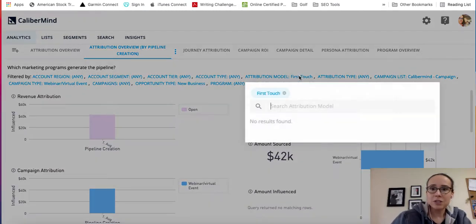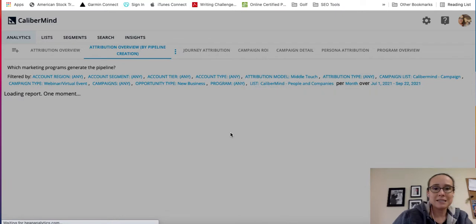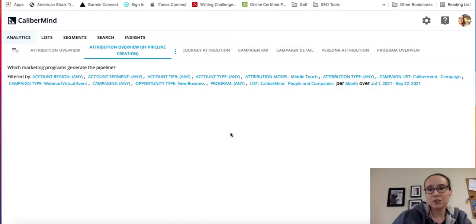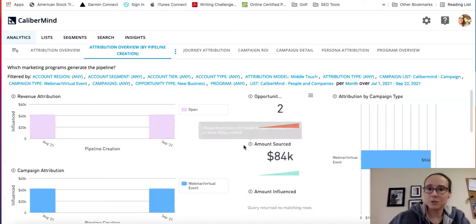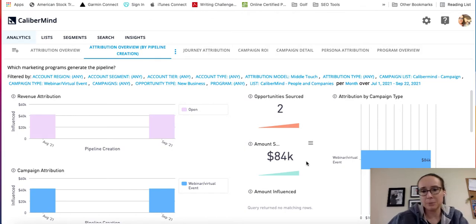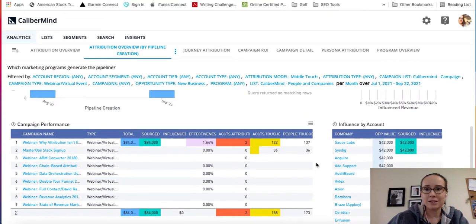Even if I changed that model to another single touch model, middle touch, or right before the opportunity was created, I'm not going to see much of a significant change in outlook. I'm still not going to think that my campaign was worth doing. So in this case, you have two opportunities sourced, up a little bit, 84K associated, and again, none influenced.